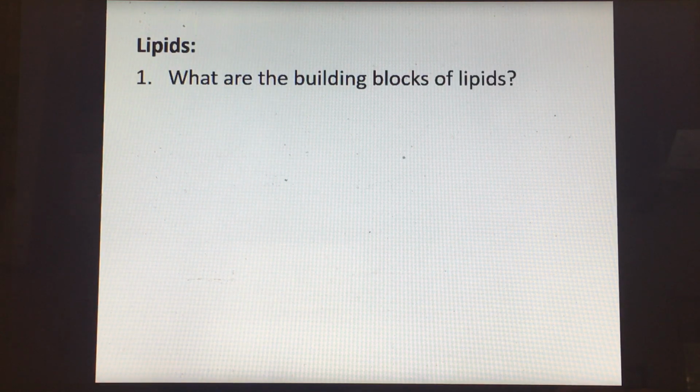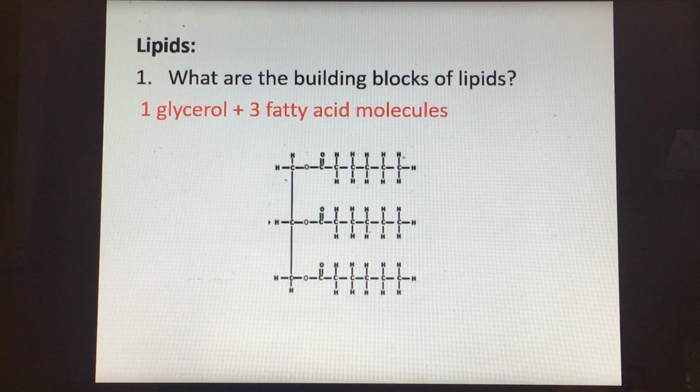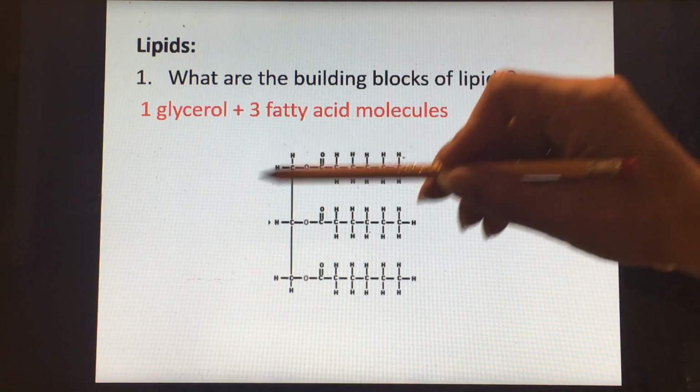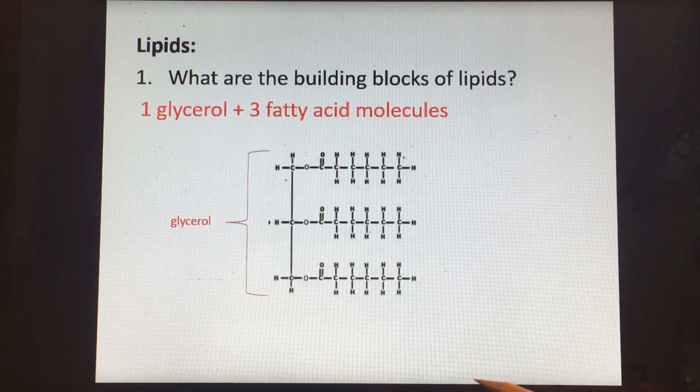So what are the building blocks of lipids? Lipids, and they're also called triglycerides or fats, are built from one glycerol and 3 fatty acid molecules. So this shows you a diagram of a triglyceride. You can see the 3 fatty acids and the glycerol molecule. So that's our glycerol, and those are our 3 fatty acids.